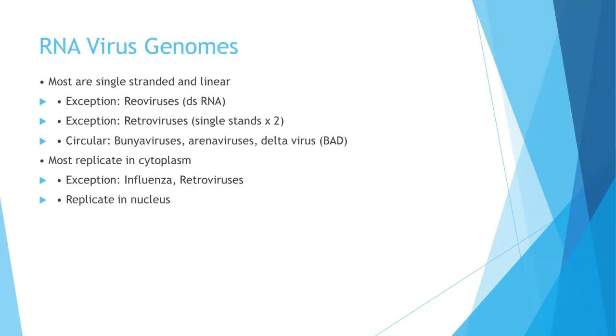Now the RNA virus genome. Most are single-stranded and linear. The exception is the reovirus, which has a double-stranded RNA genome. Also, retroviruses have single strands, but they are two in number. Circular viruses, for example, Bunya virus, Arena virus, and Delta virus, can be remembered by the mnemonic BAD. Bunya virus, Arena virus, and Delta virus have a circular genome. Most RNA viruses replicate in the cytoplasm, but influenza and retrovirus replicate in the nucleus.